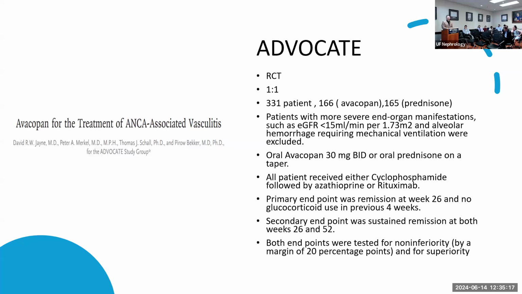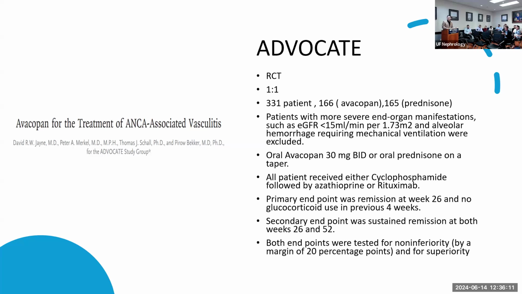So we try to replace the steroid protocols, which have a lot of side effects, with a C5a inhibitor. This is a new medication. Avacopan is a C5a receptor antagonist. In this study, there are 331 patients, 166 patients in the avacopan group and 165 patients in the prednisone group. Patients with severe end organ manifestations, such as GFR less than 15, and alveolar hemorrhage requiring mechanical ventilation, were treated with avacopan 30 milligram BID or a prednisone taper. All received induction by cyclophosphamide followed by azathioprine, or rituximab.